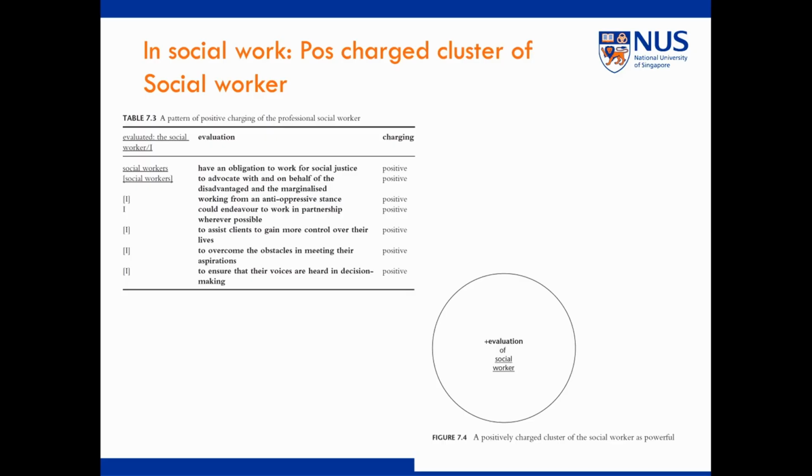In the nursing text, it would be patient, patient, patient. It would be mentor, mentor, mentor. So when you start to see the same evaluated entity emerging over and over again, and a whole host of meanings associated with it that are overwhelmingly positive or negative, then you should be cluing on to, here's a cluster.